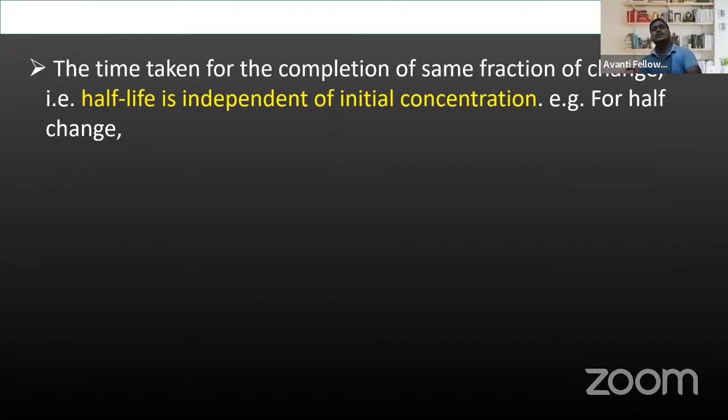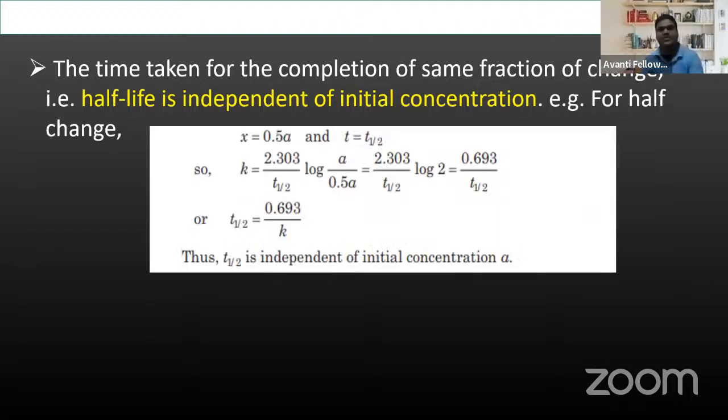Now, the time taken for the completion of a certain fraction of the reaction, the half-life, is independent of the initial concentration. On putting the value, we get t½ = 0.693/k. So here we can say that t½ is independent of the initial concentration, whereas in the case of zero order, t½ is dependent upon the initial concentration of the reactant.